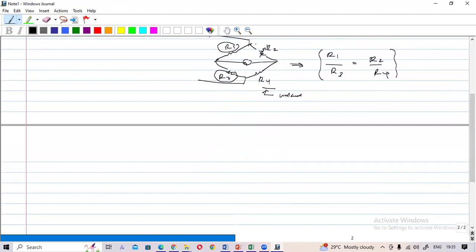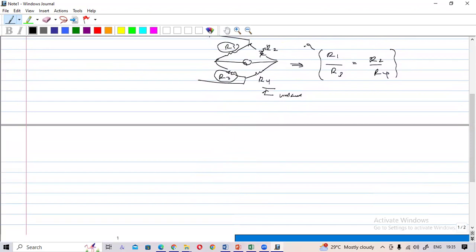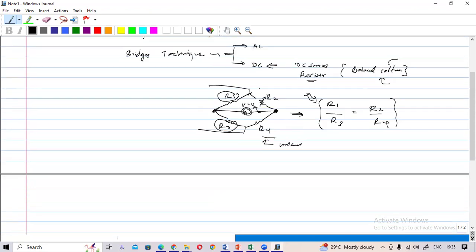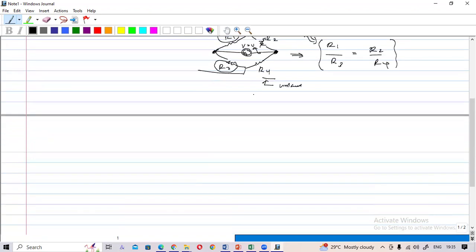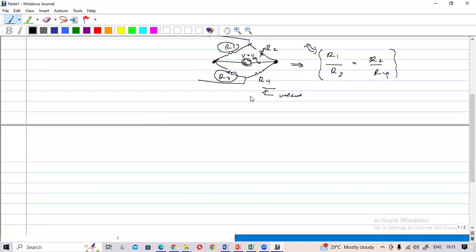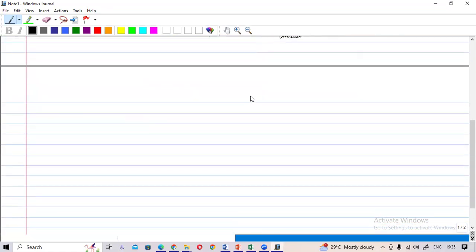Using Kirchhoff and Ohm's law, we get this result at the balance condition. Balance condition means this voltage is equal to this voltage. That means this galvanometer or voltmeter reading is 0. That is referred to as the balance condition. Okay, maybe you can remember. So I think that is enough for the DC bridge. That is very simple.